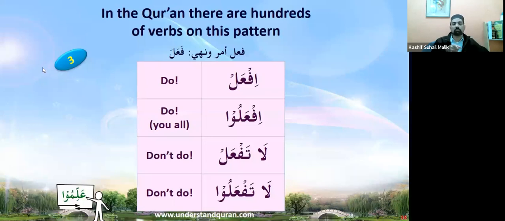If'al, do. If'alu, you all do. La taf'al, don't do. La taf'alu, don't do you all. May I request you all to please follow my command. Let me first do the action, then say it together and with translation. You know, we are good students. We should be following a rhythm. So let's do it very nicely.